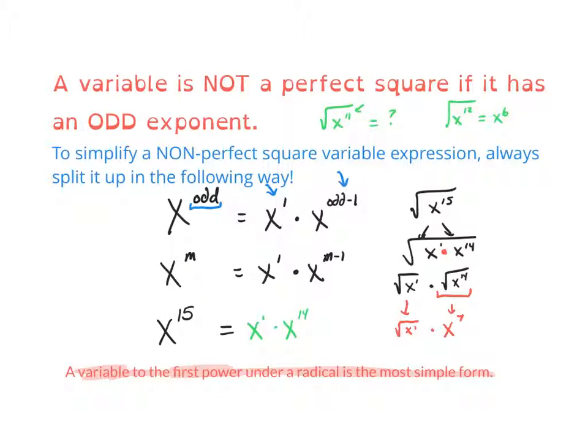We can't break that down anymore. So this has a variable to the first power. We will never know what the square root of x is because we don't know what x is. So my final answer then would always contain a variable under a radical to the first power.